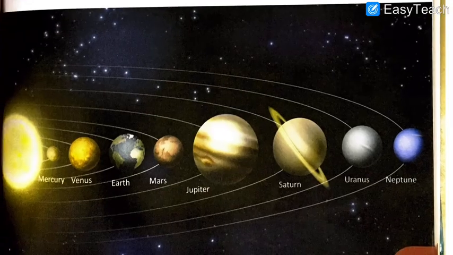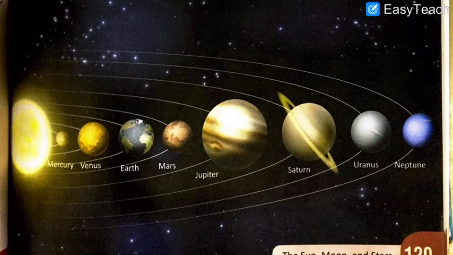So you can see here a very captivating picture is given of our solar system. This is how space looks out there. And this is our Earth. Can you see? It is not the biggest in size in our solar system.